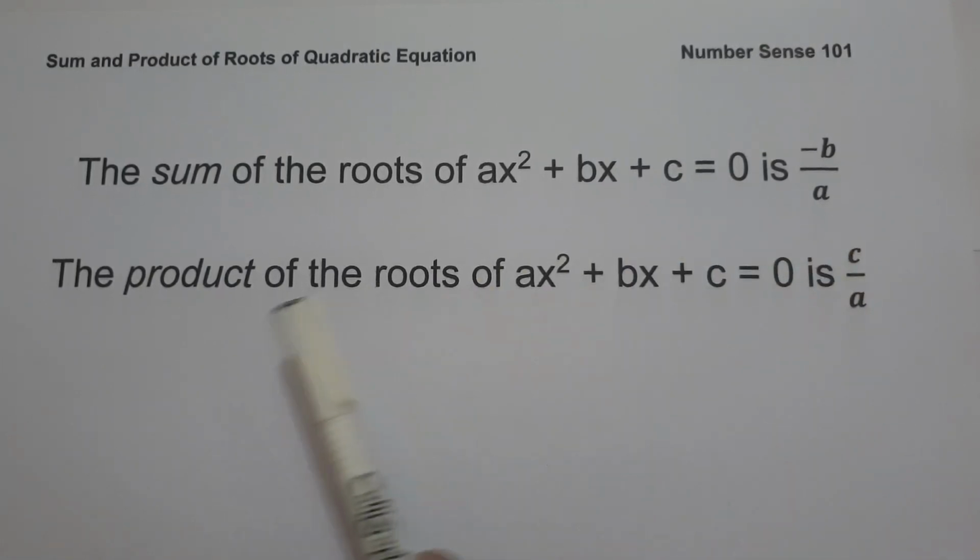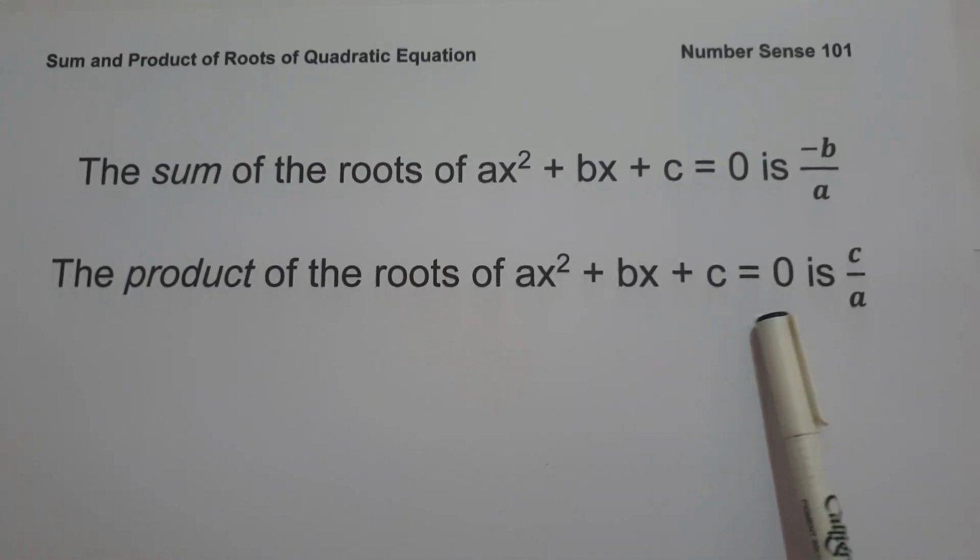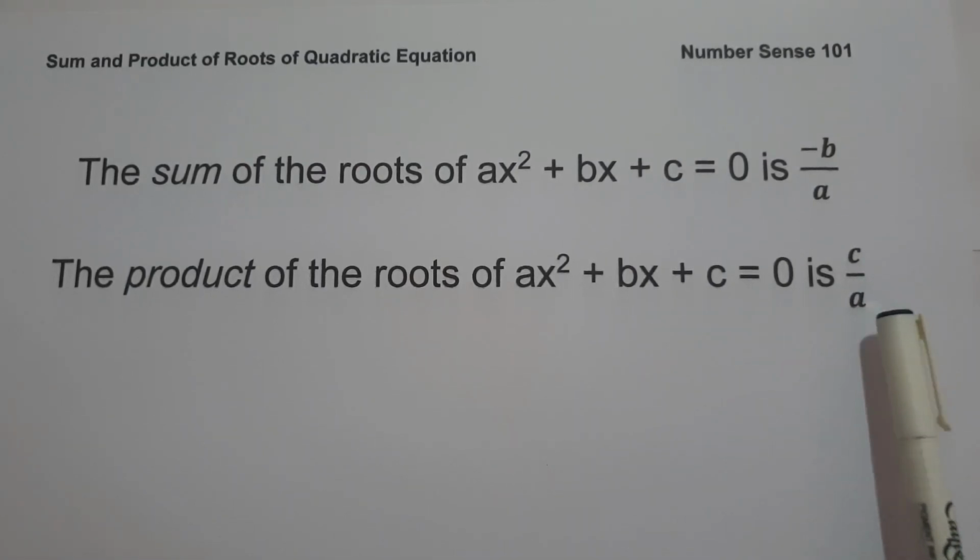And the second one, the product of the roots of ax squared plus bx plus c equals 0 is c over a. And these are the formulas that we need to remember in order for us to find the sum and product of the roots of a quadratic equation. So let's start and let's have an example.